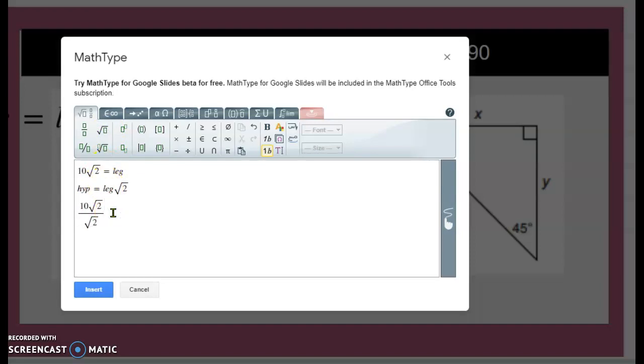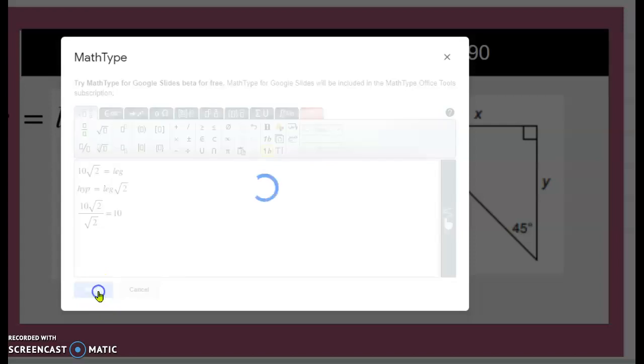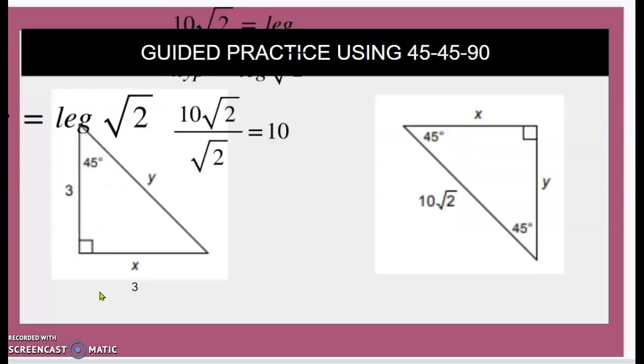Okay, so notice that when we divide, we have both square root of 2 in the top and the bottom, so it cancels each other out. And our leg is 10. So remember, anytime we have the hypotenuse, 10 square roots of 2, we divide by square root of 2.